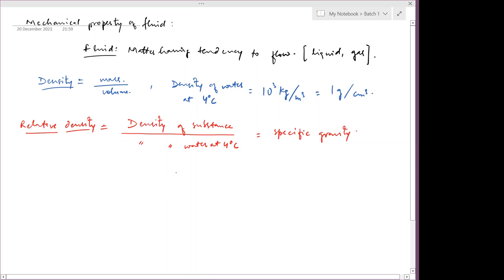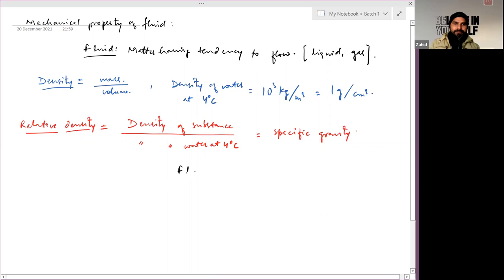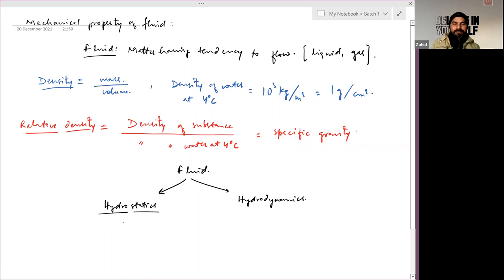Okay. So this entire fluid topic, we mainly divide into two parts. First is hydrostatics and second is hydrodynamics. Hydrostatics means fluid at rest. So a study of fluid at rest is called hydrostatics.